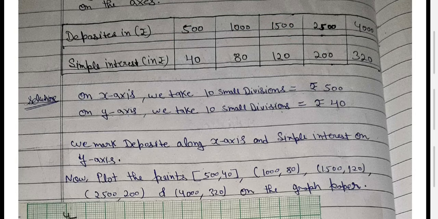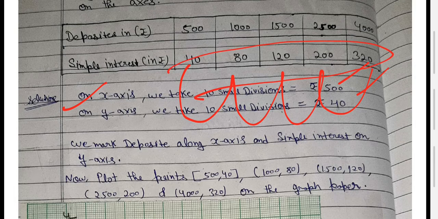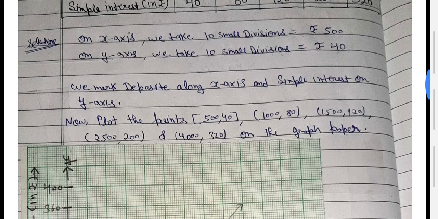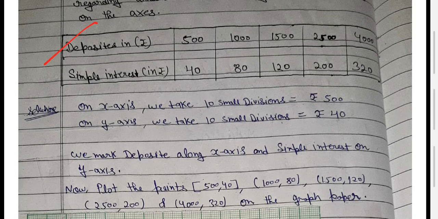So you have to start on the x-axis with 500, and on the y-axis take 4, 8, 12, and so on. These are the multiples of 4. On the y-axis, you have to take these 10 small divisions as 40. It means on the x-axis you have to take a gap of 500, and on the y-axis a gap of 40. Start from 40 and then take a gap of 40, like that. Now we mark deposit along the x-axis and simple interest along the y-axis.